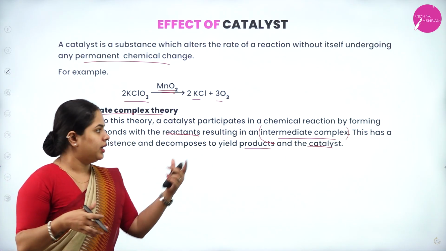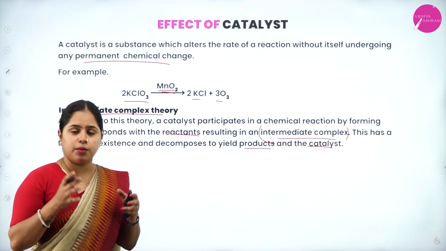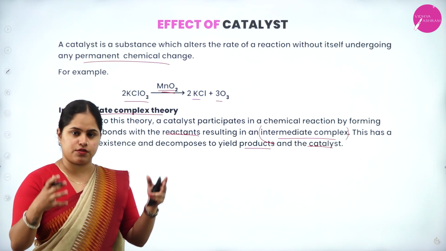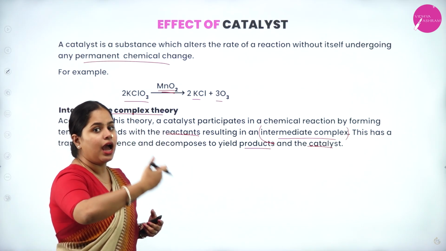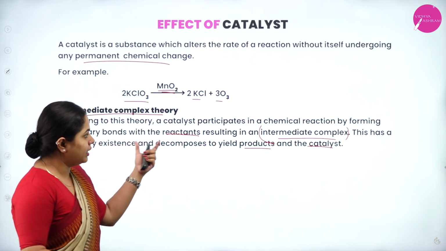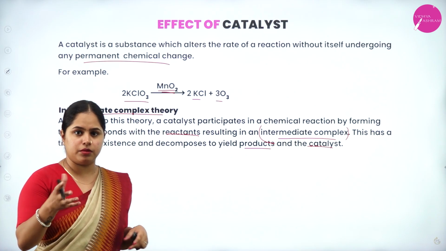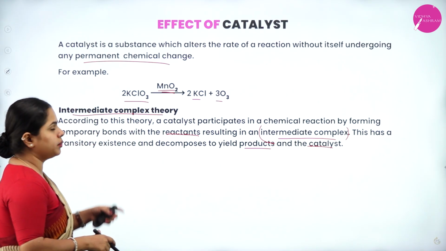Then, as the intermediate complex is unstable, it starts breaking, and the bonds between the reactants and the catalyst will break. It will form the products. The reactants form the products, and we obtain the products as well as the catalyst. That intermediate complex formed with the bonds between reactants and catalyst is called the intermediate complex theory.